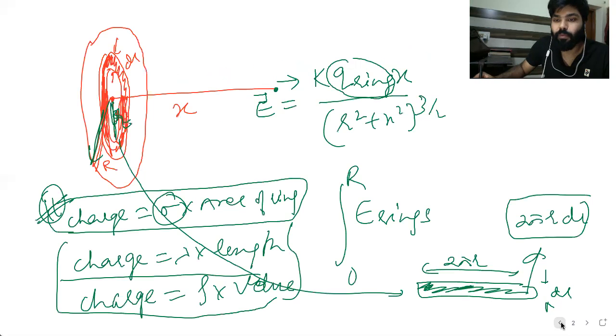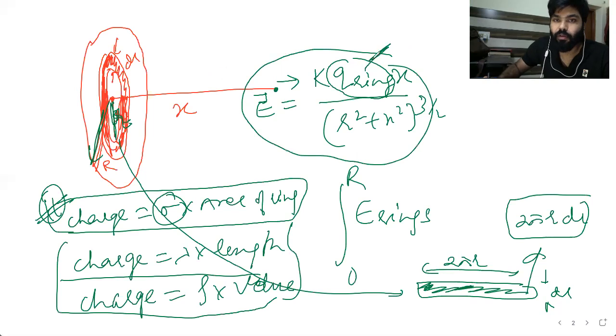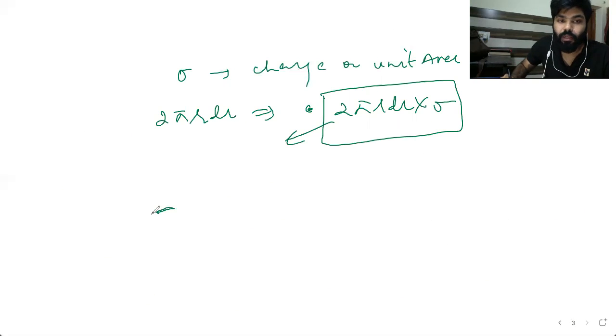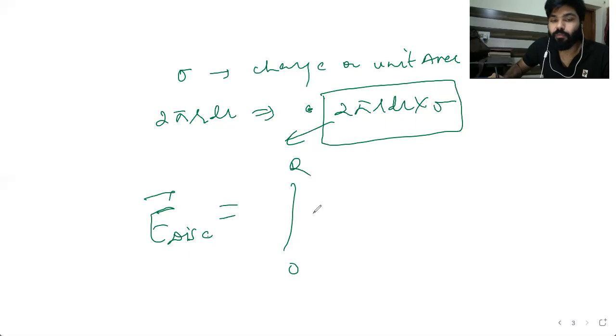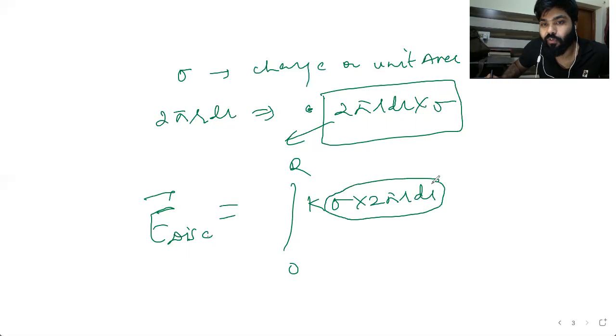Now you can put this value in this expression over here. We'll get the electric field of the disk as the integration of all the rings from 0 to R, k times sigma times 2 pi r dr, this is q of ring, times x over (x square plus r square) whole raised to the power 3 by 2.